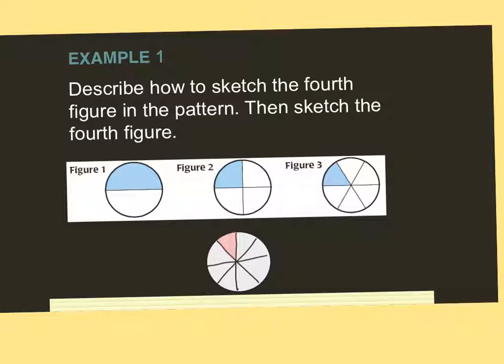So when it says describe how to sketch the fourth figure, we would divide a circle into 8 parts. And then color in 1 part. Easy stuff, right? Just figuring out a pattern.